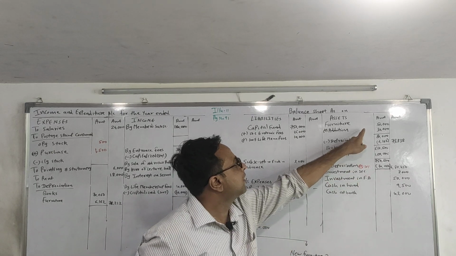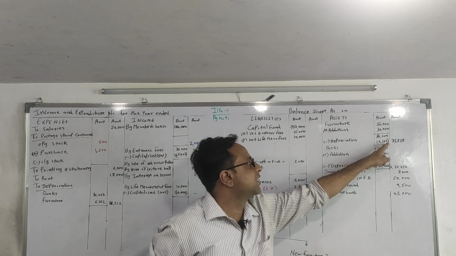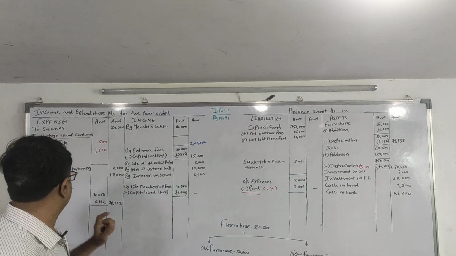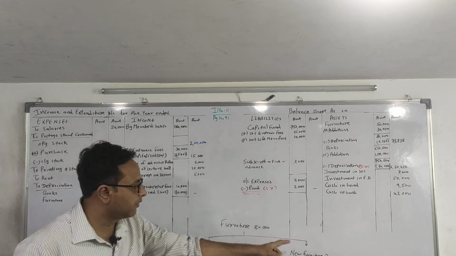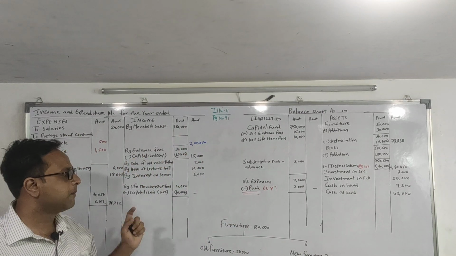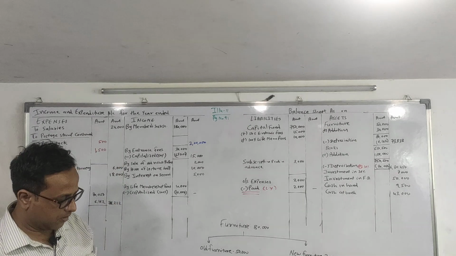So that's the same. We will reduce it from furniture depreciation 6162, and the second effect will be on the expenditure side. So this is how we will do it, a working note. The same working note is there in partnership final account on machinery also.